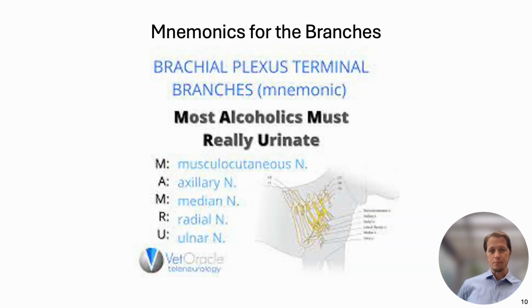Once you get to the final branches of the brachial plexus, this is a good way to memorize it. Well, maybe. Most alcoholics must really urinate. And, well, that is actually physiologically correct. Most people end up grouping the radial with axillary, and then they just get MARMU, M-A-R-M-U. That works too, but maybe most alcoholics must really urinate works for you better.